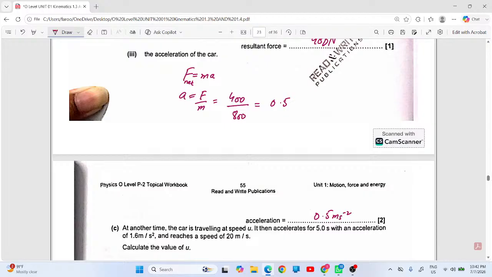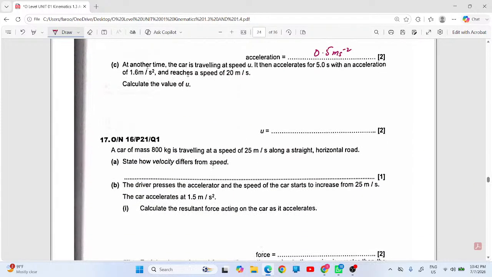At another time, the car is traveling at a speed u. It then accelerates for 5 seconds with an acceleration of 1.6 meter per second squared and reaches a speed of 20 meter per second. This is the final speed. Calculate the value of u. We know that a equals v minus u over t. So t will be shifted: at equals v minus u.